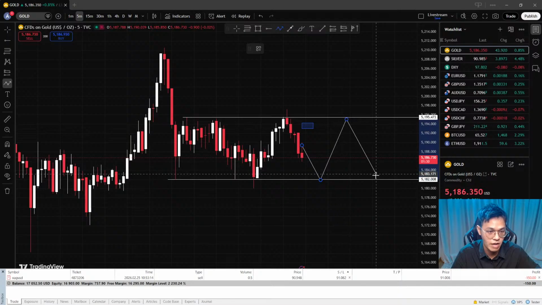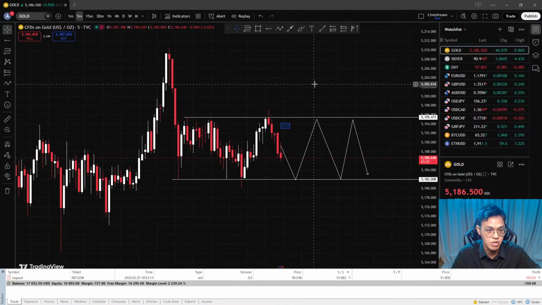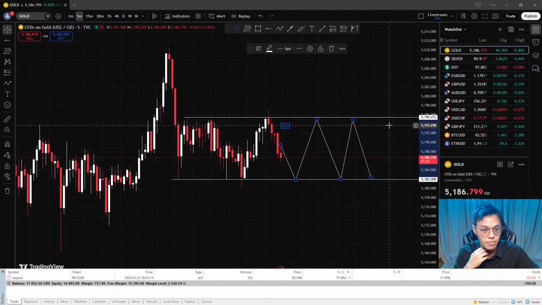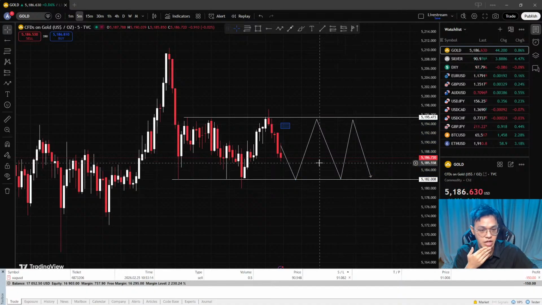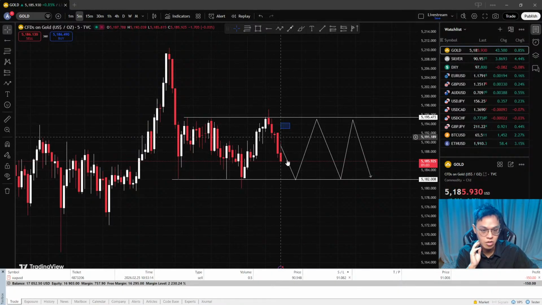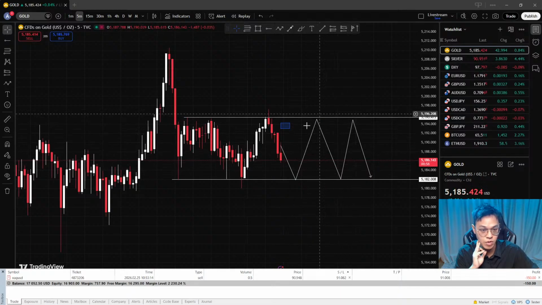So if you are a short-term trader, what you can do is trade within this price range. You can buy at the support and then sell at the resistance, because based on the chart pattern and the price structure, it shows a ranging, it shows sideway.